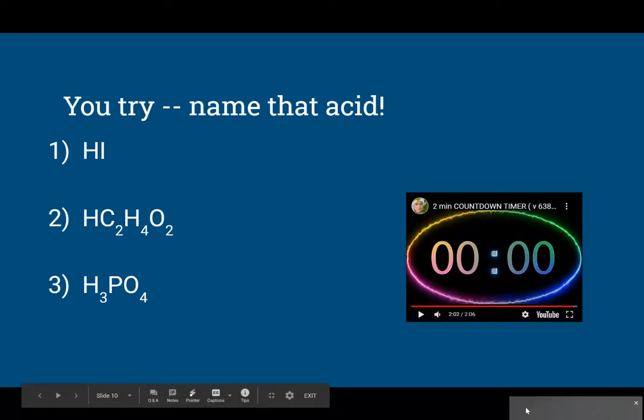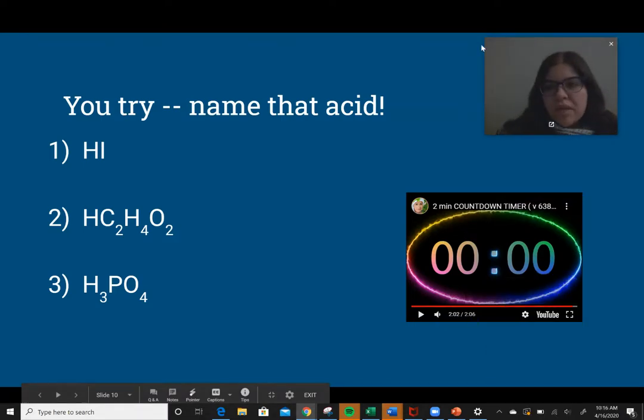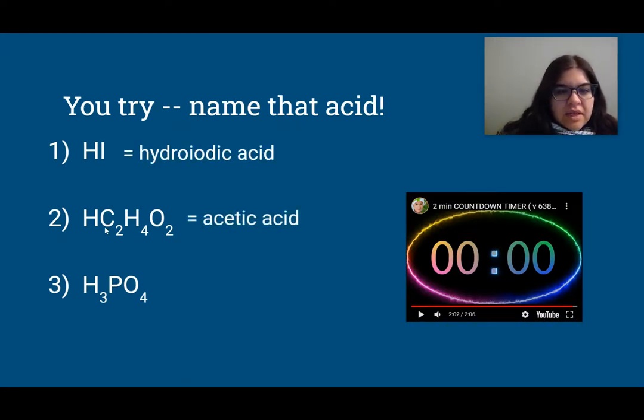So let's go over those answers together. So HI, this is one of our simple acids. So this is going to be hydroiodic acid. The second one, it is a polyatomic ion. So it's going to be acetic acid. And then H3PO4 is one of our exceptions, so that is phosphoric acid.